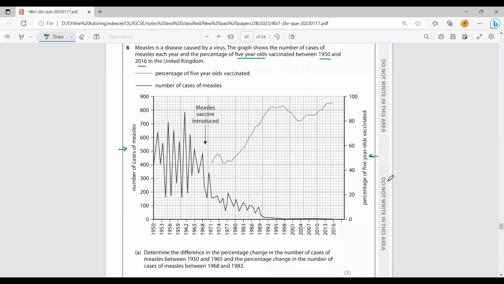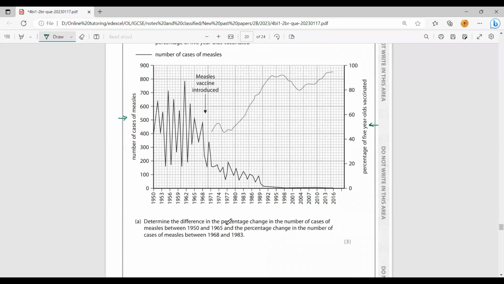Determine the difference in the percentage change in the number of cases, percentage change, watch out, in the number of cases of measles between 1950 and 1965, meaning before the vaccination of course, and the percentage change in the number of cases of measles between 1968 and 1983. Determine the differences in the percentage change in these time periods. And I will ask this question to Mohamed Dawood.